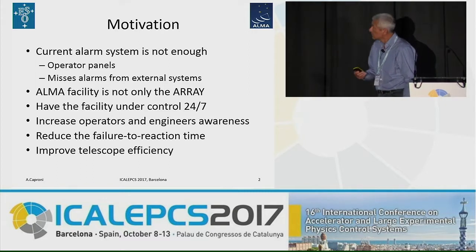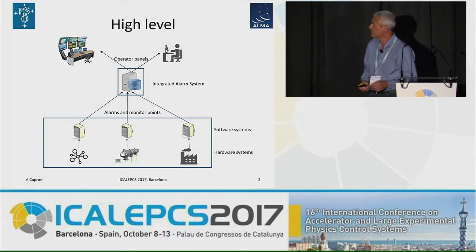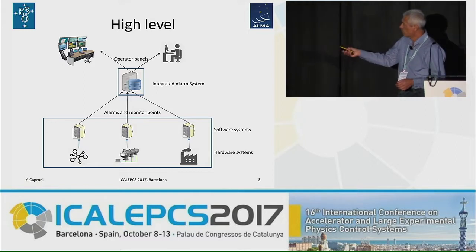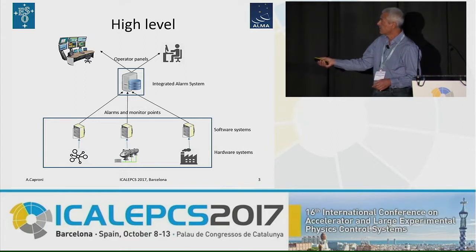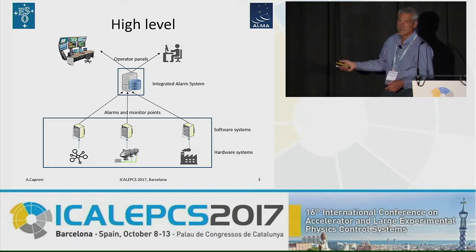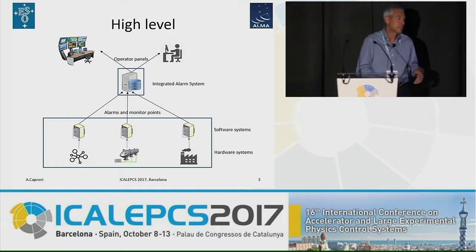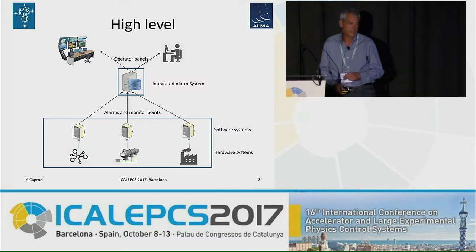So this is a high-level picture of what we want to have. Basically, we want to monitor more hardware systems. Here is the online software, but for example there can also be the network or the power plant. They have their own control software systems, and we want to get alarms and monitor points from all these systems and route them to the integrated alarm system, which will elaborate them and present them to the operator in the proper way, so that they can easily understand where a problem is and fix it.